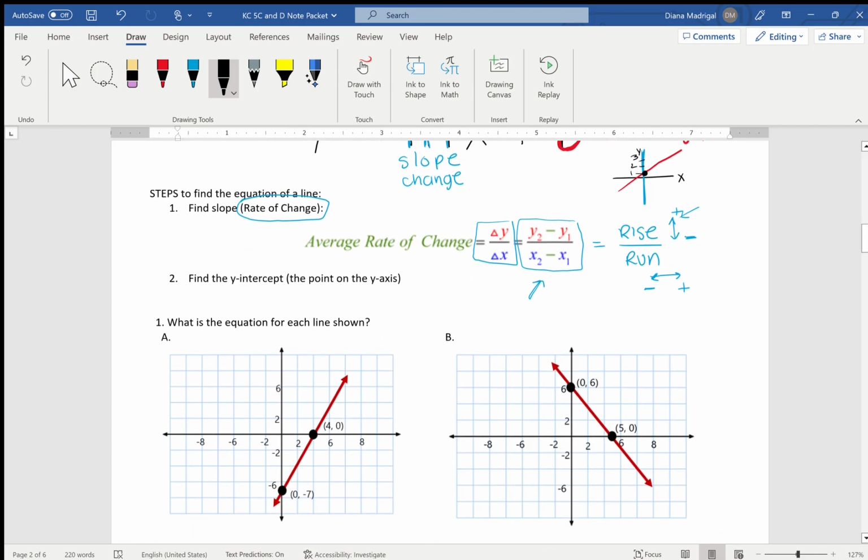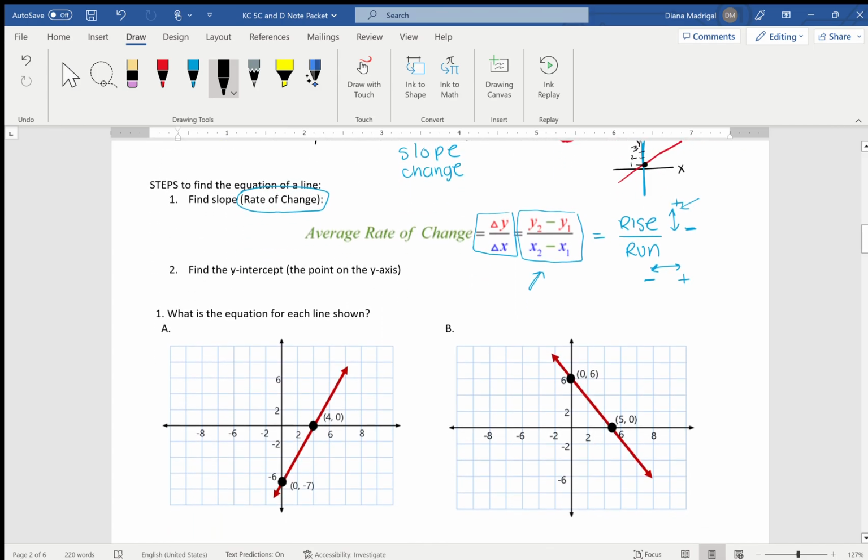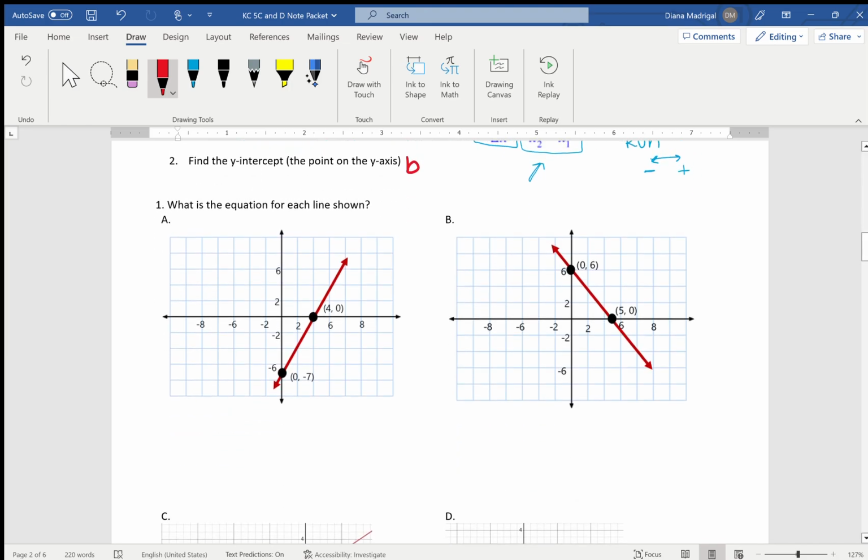So here we go. The steps to find the equation of a line, remember, is first, find the slope, find the m, so you can change it. And then find the y-intercept, the point on the y-axis, which is b. So here we go. I'm going to do the first example with you, and you're going to do the other one on your own. I gave you the 2 points already. Well, you need to figure out which one is first.